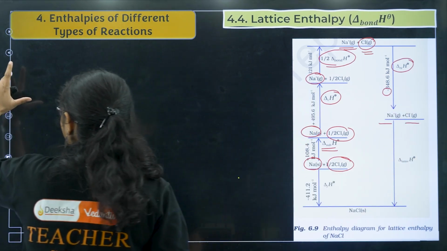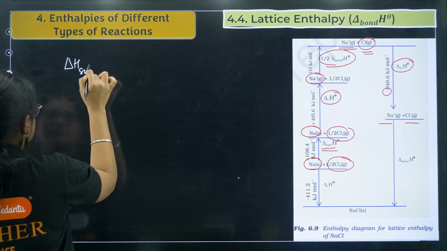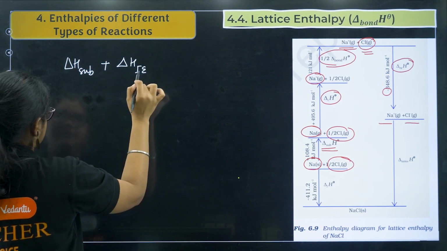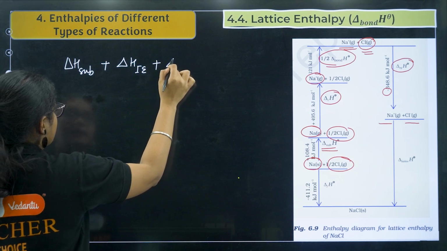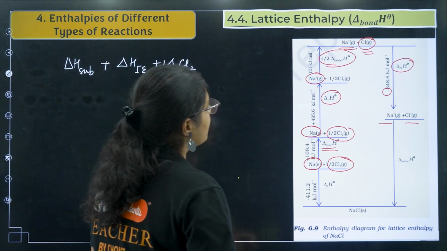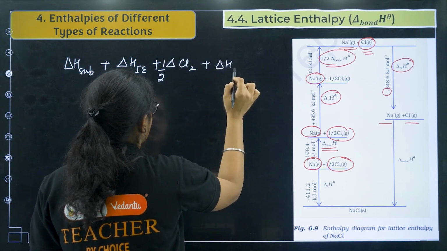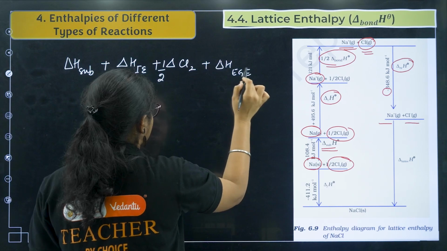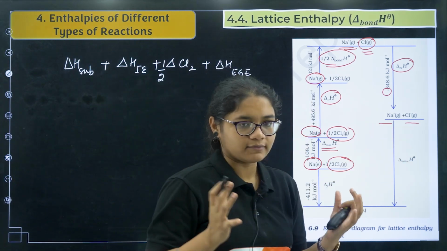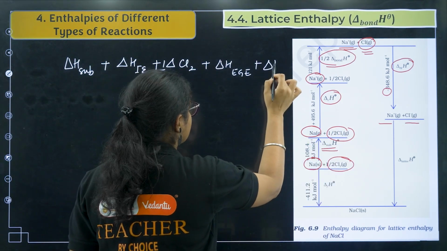Okay, so till now, if I say what are the processes involved, first we have delta H of sublimation for sodium. Then we have delta H of ionization energy. Then we have delta H of Cl2. We are breaking this, so for that we need half of Cl2. Then we have delta H of electron gain enthalpy to convert it into Cl minus ions. Now this Na plus and Cl minus will come together to give you NaCl solid, and that is where the lattice enthalpy plays a role.